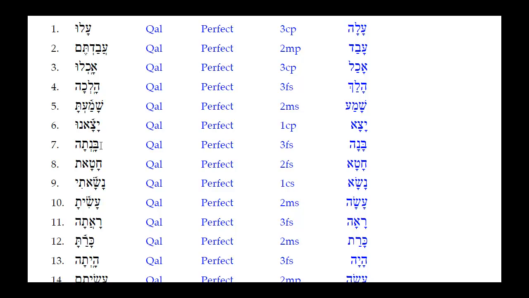Number 7 is banita. What we recognize here is the bet and the nun, and of course we have to look at the tav here. This tav is an indication that this is possibly a third hey verb from banah, and this is third feminine singular. The tav is telling us third feminine, and the qamets says third feminine singular. So this is a Qal stem, perfect conjugation, third feminine singular from banah.